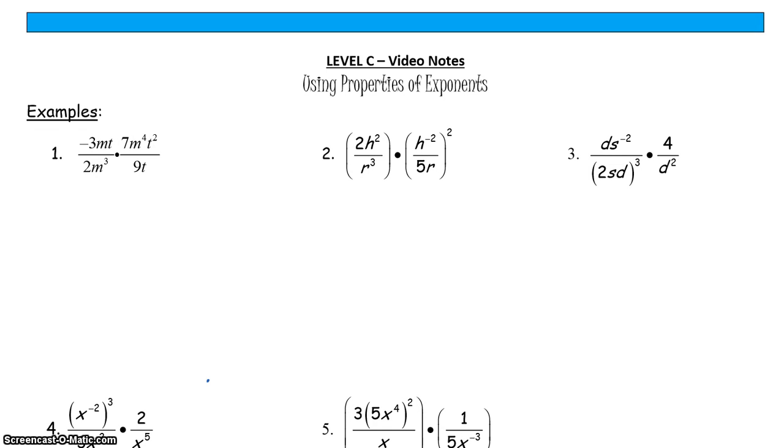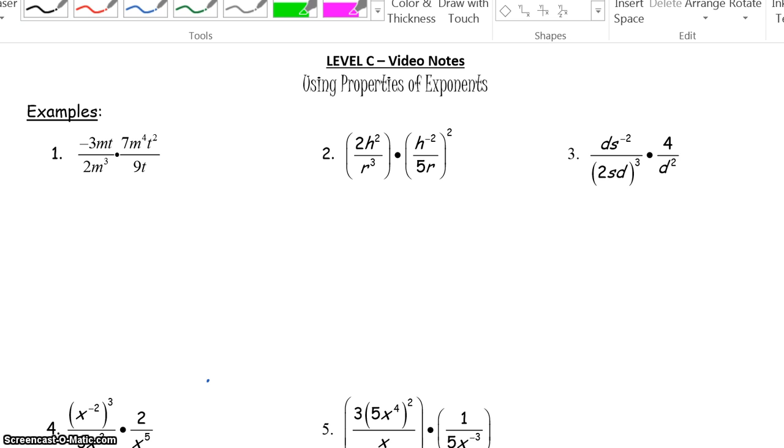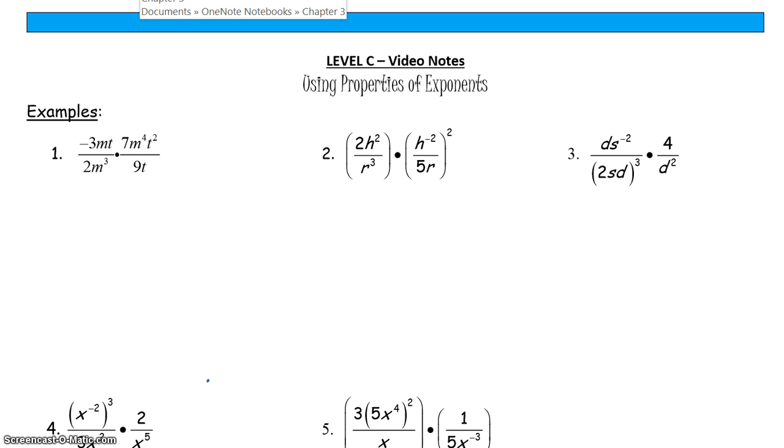Pagan, and in today's lesson we will continue to talk about using properties of exponents. These are level C type problems, so we are going to move at a quicker pace, but making sure that we understand these more difficult problems. Alright, let's look at example number 1.